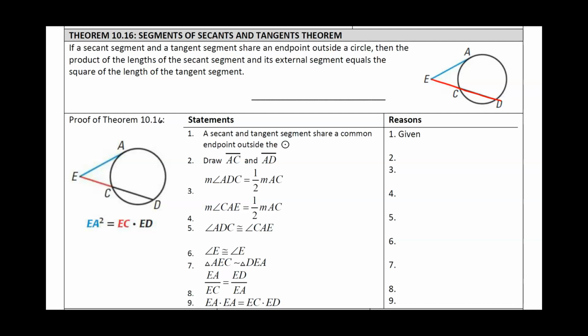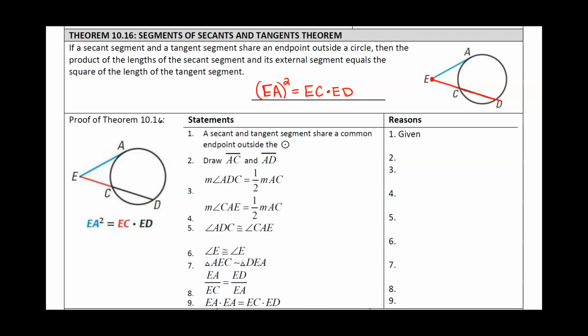So the theorem reads, if a secant segment and a tangent segment share an endpoint outside the circle, in this situation it is E, then the product of the lengths of the secant segment and its external segment equals the square of the tangent segment. Now this is what this is saying. EA is the tangent segment. The square of that is equal to EC times ED.